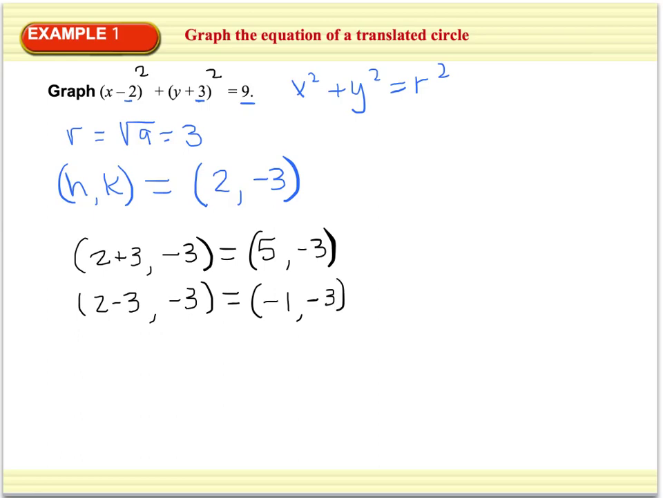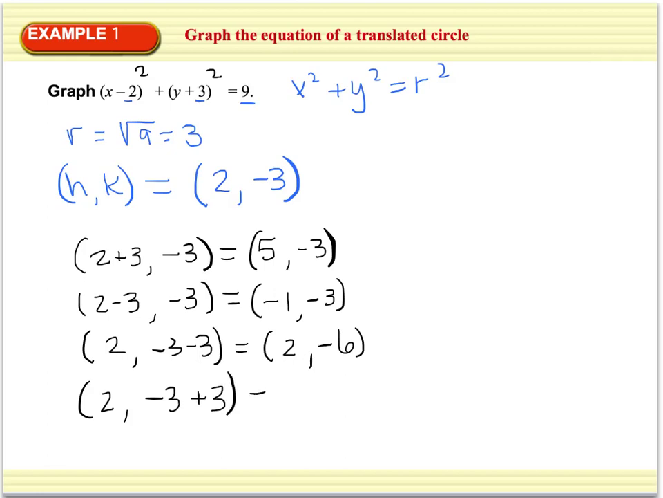Likewise, now I'm going to do the same thing with my y-coordinate. So I'll leave my x-coordinate at 2, and I will go -3 minus 3, which will give me the coordinate point 2, -6. And then I'll leave the x-coordinate the same, and I'm going to go -3 plus 3, and this will give us the point 2, 0.